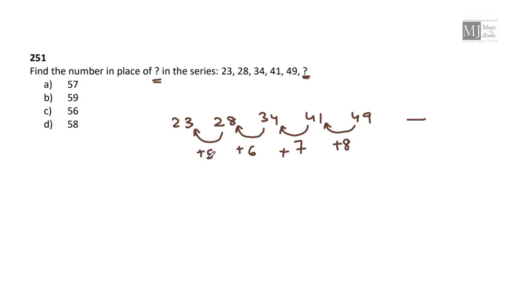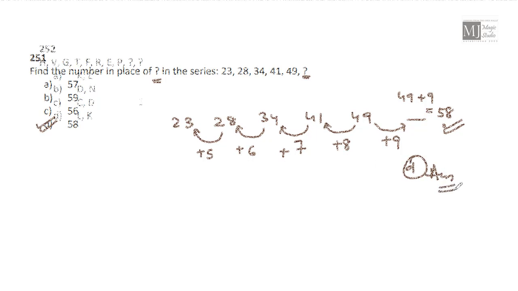So it is moving like 5, then plus 6, then plus 7, plus 8, then eventually it should be plus 9. 49 plus 9 is 58. Missing number is 58. Option D fits in.